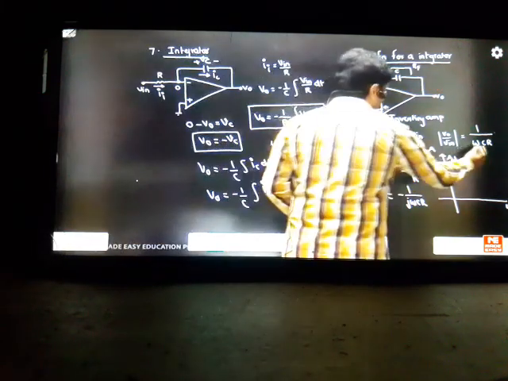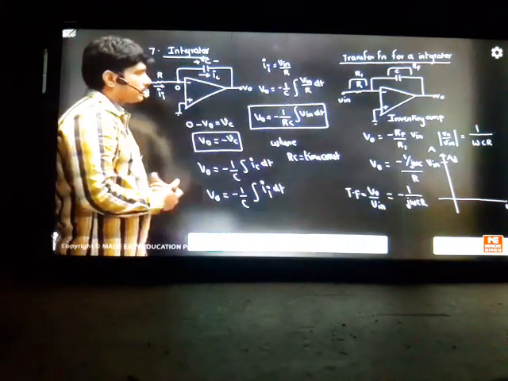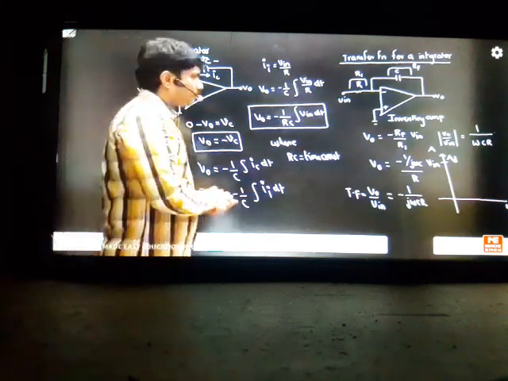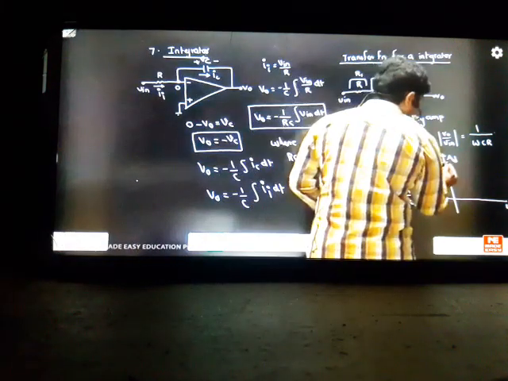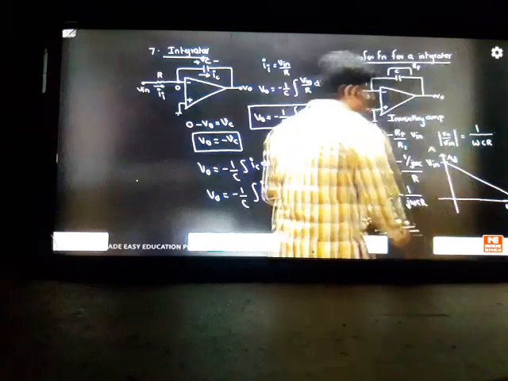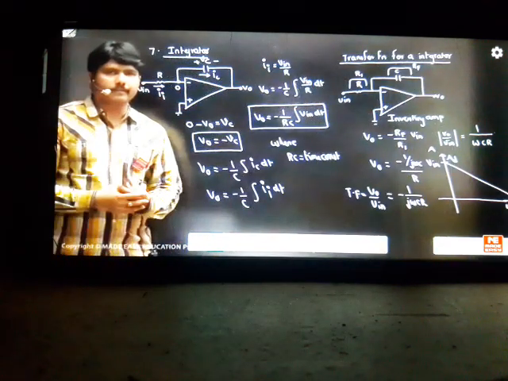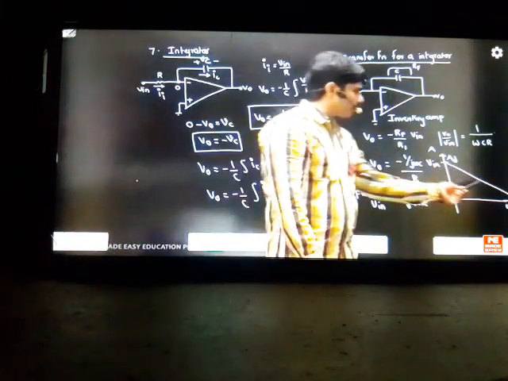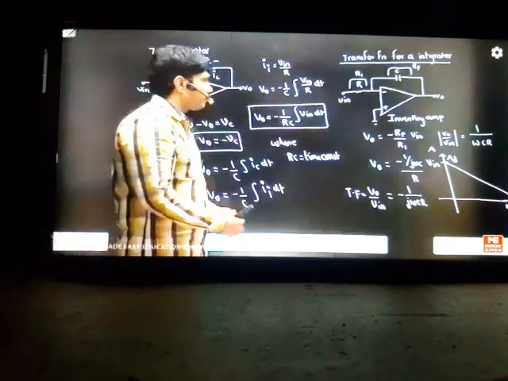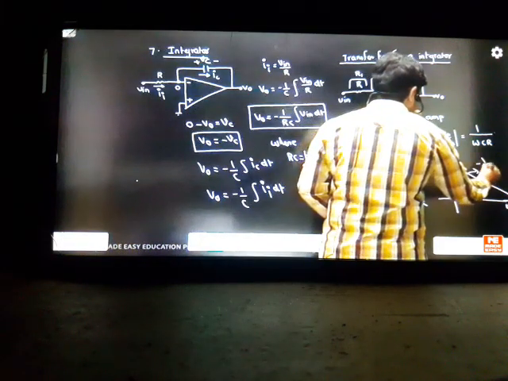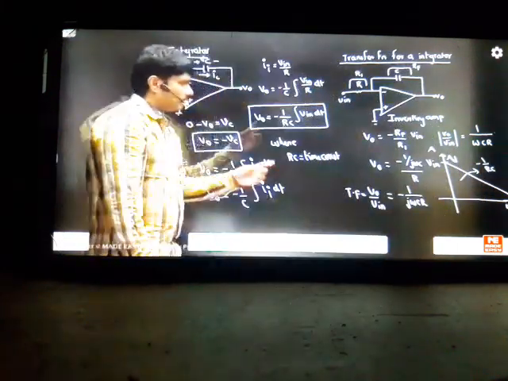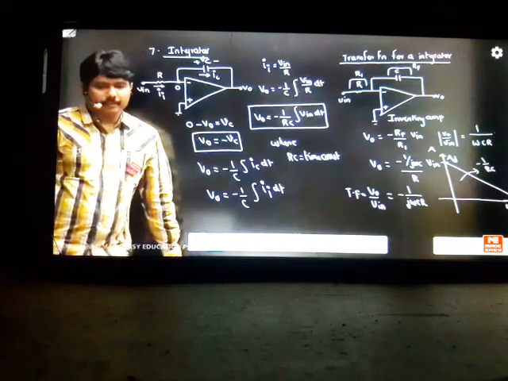And when omega goes to infinite, what happens? V0 by VIN will become 0. So as you go towards infinite, your integrator response will go like this. At omega equal to infinite, it will become 0. So this is called the integrator waveform. The integrator line has a slope of minus 1 by RC. It is integrating the value with a negative slope like that. So this is the story.